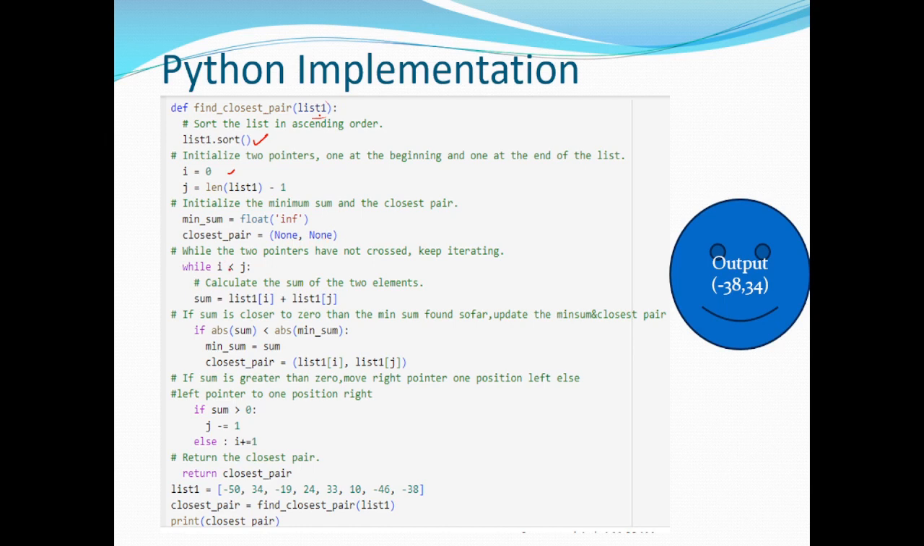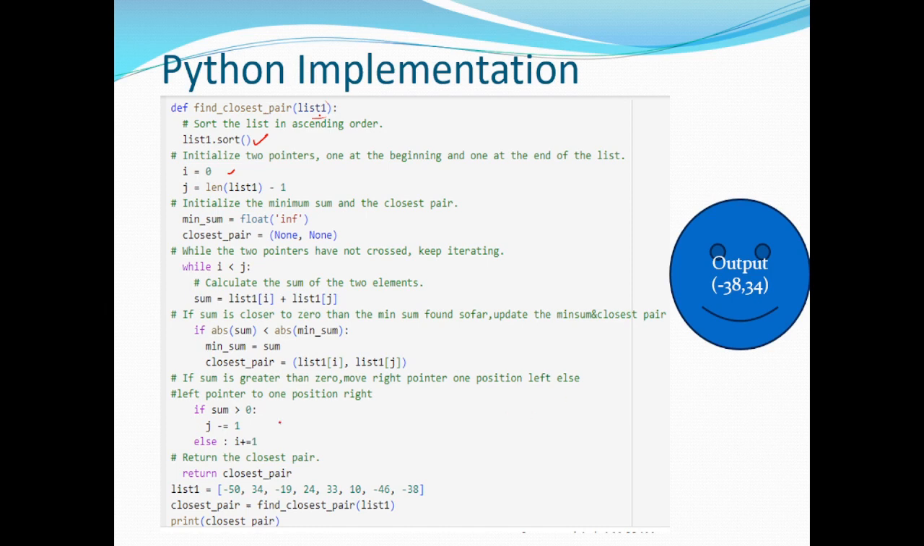Okay, and while i is less than j, we will iterate. Then I am storing the value sum equals list 1 of i plus list 1 of j, and we will calculate the sum. If absolute sum is less than the minimum sum, then we will store the sum again. Closest pair will be list 1 of i, list 1 of j. Okay, and if sum is greater than 0, then we will decrement j by 1.